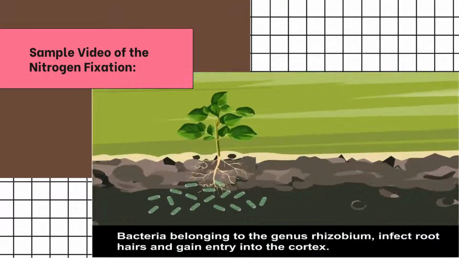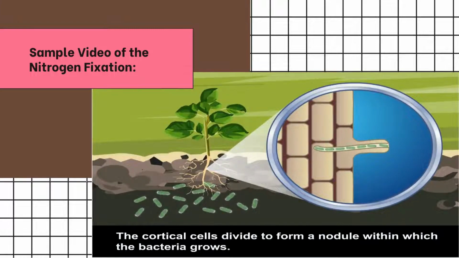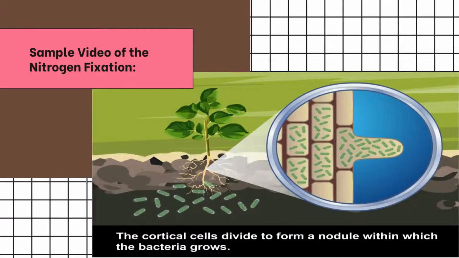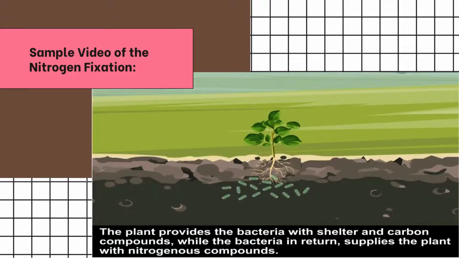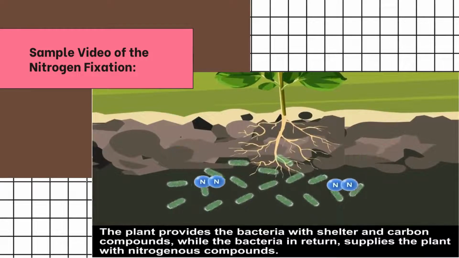Bacteria belonging to the genus Rhizobium infect root hairs and gain entry into the cortex. The cortical cells divide to form a nodule within which the bacteria grow. The plant provides the bacteria with shelter and carbon compounds, while the bacteria, in return, supply the plant with nitrogenous compounds.